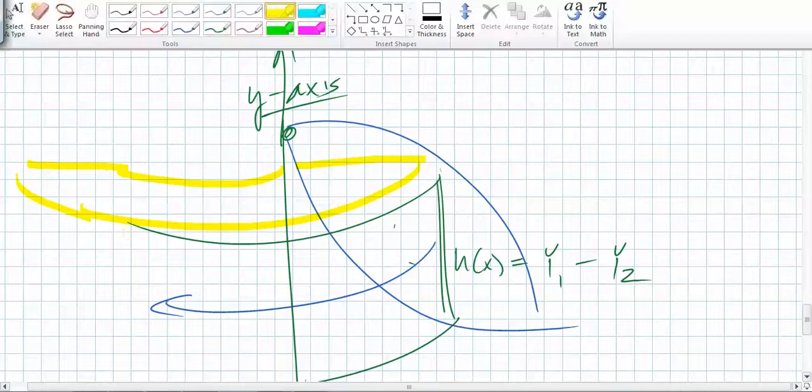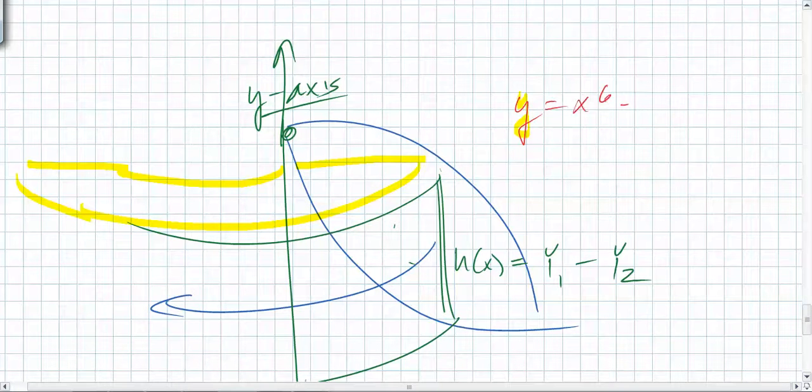Yeah, so let's look at this one for a second. Let's look at this equation. y equals x to the 6th minus x plus 1. Isolate x for me, kids. No. No, I will not. Please don't.